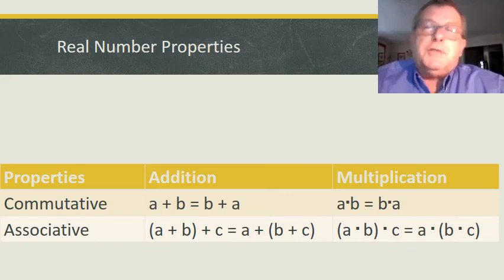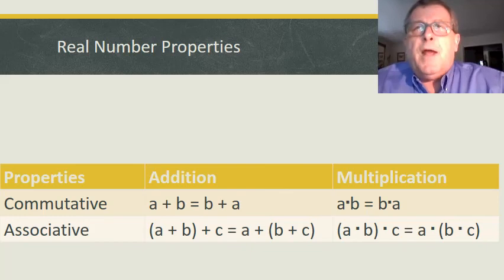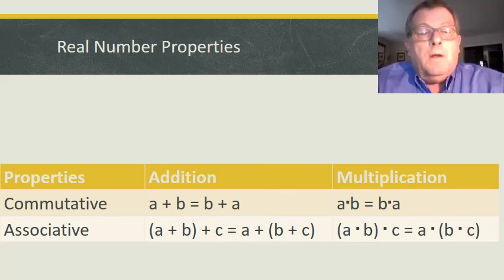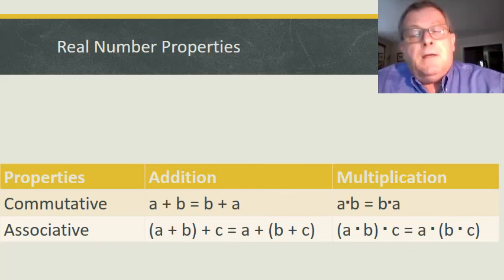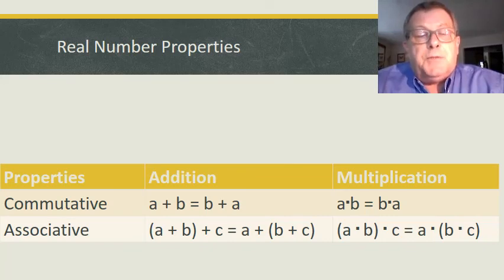Now, the associative property. Here we're going to have more than 2. You can have more than 2 in the commutative property as well. But in the associative property, A plus B in parentheses plus C equals A plus, in parentheses, B plus C. So again, let's put some real numbers in there. If A is equal to 2 and B is equal to 3 and C is equal to 5, on the left side, 2 plus 3 equals 5. 5 plus 5 equals 10.